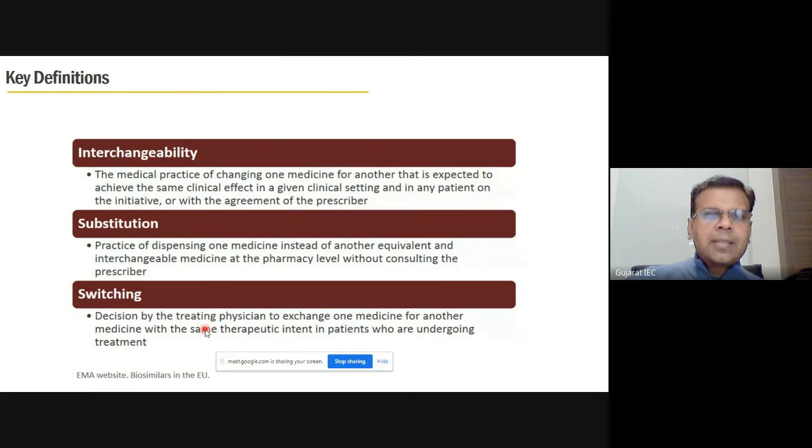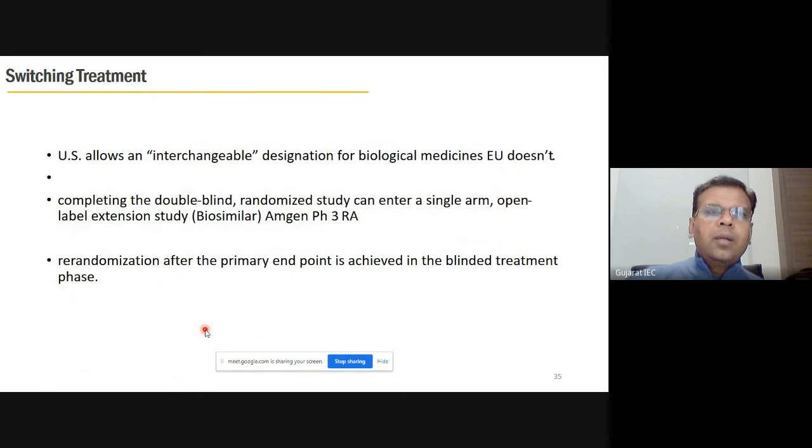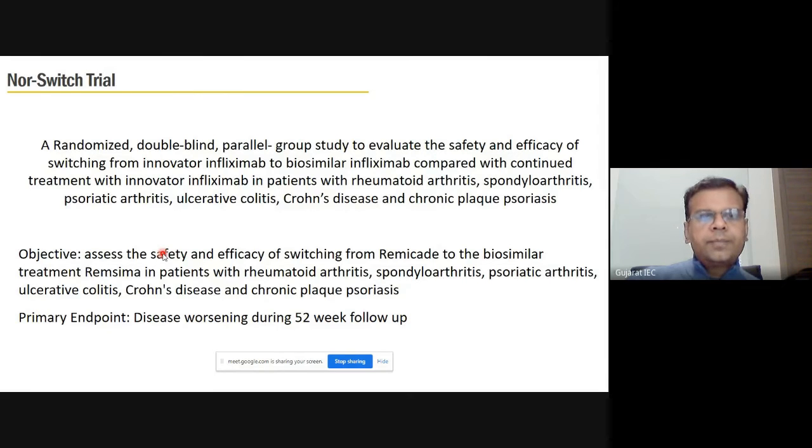There, various regulators have their own rules or guidelines. The US allows interchangeability for a few biologics which Europe doesn't allow, depending on the various other studies that have been conducted. You may have to do a special study to ensure interchangeability of the two drugs. This is a NOR switch trial, where you are able to switch from one to another. You need to prove that with all these data, and then you get permission to switch.